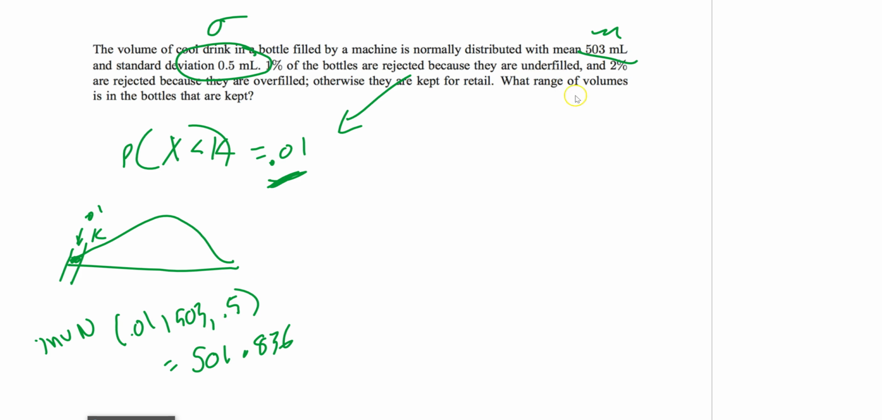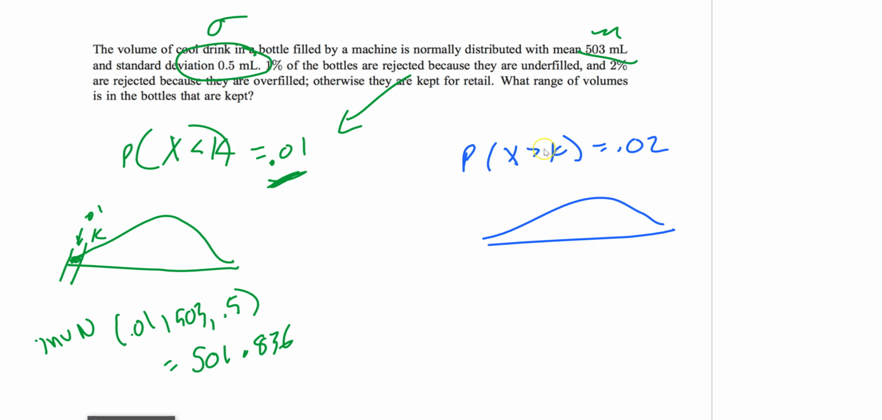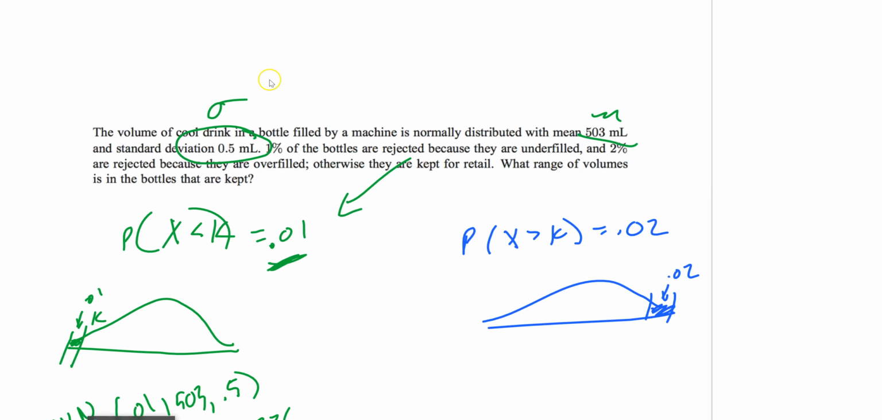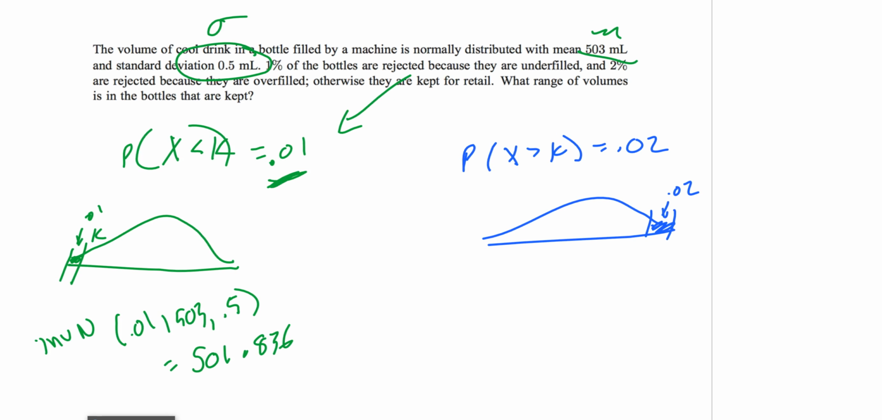Now the higher end on this side, right? So now they're saying overfilled. So that's greater than. So if you're greater than some value K, you're overfilled. That's 0.02. Same idea. We draw it. It's overfilled, greater than, so I'm showing it on the right-hand side. So it's only like a small portion right there. That's 0.02. But as we've been doing all class today, all video, when you do invert normal, you can't do that. I have a percentage, I gotta do invert normal. I can't do the right-hand side, it has to be left-hand side. Luckily it's an easy fix.